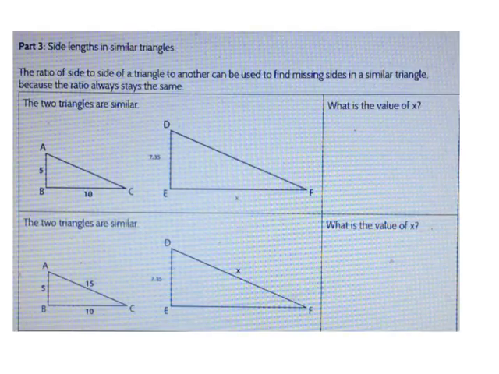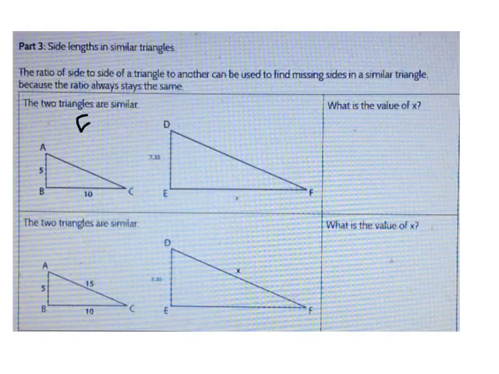Let's look at these two triangles. They're similar. What's the value of x? It's going to be hard to find the scale factor between 5 and 7.35. So I can use the ratio of the sides.